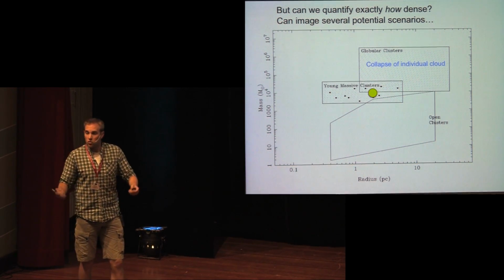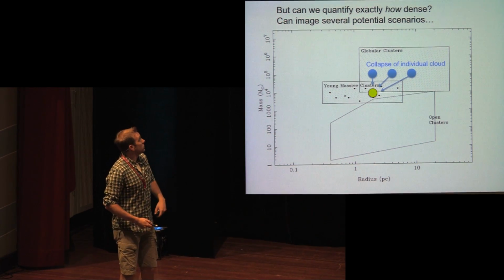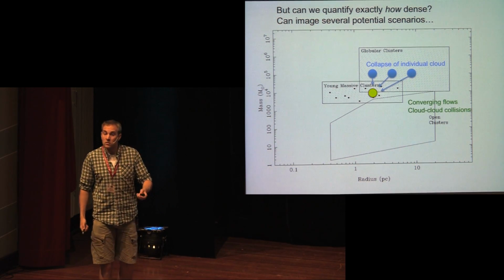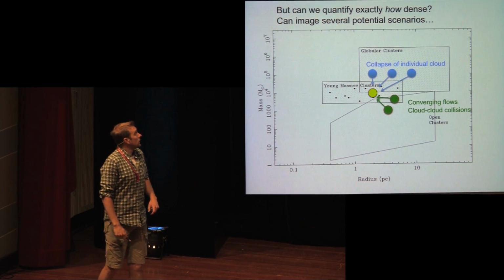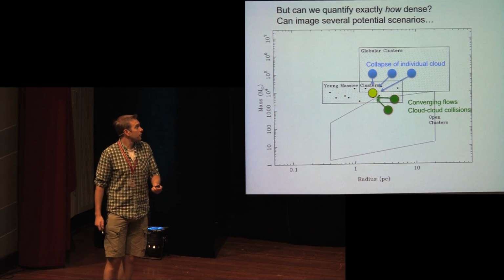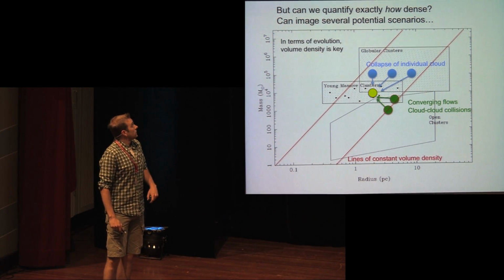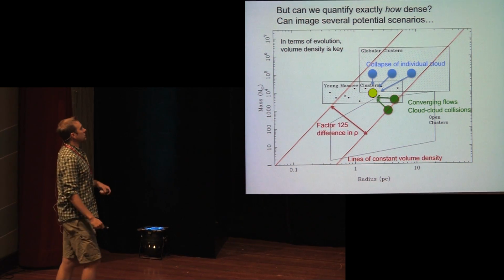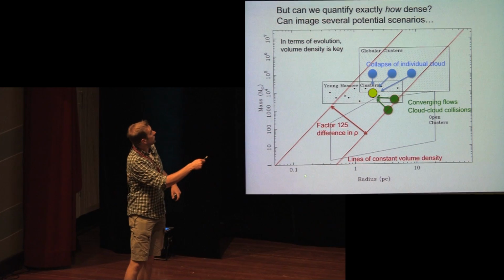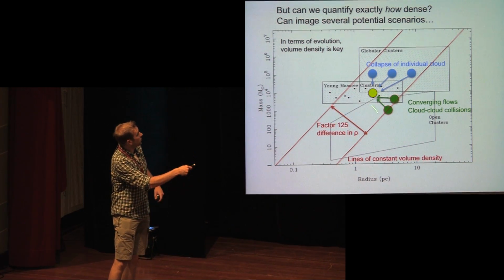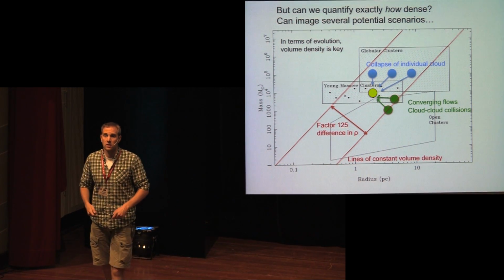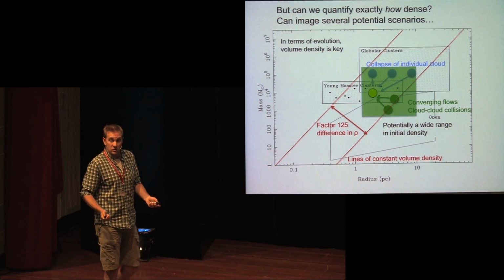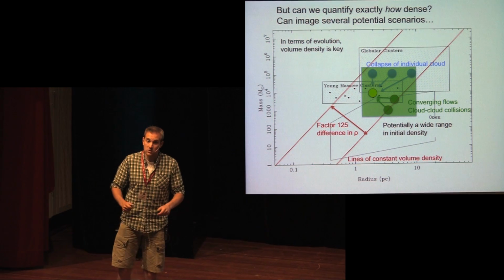So the two no-brainer things that you can think of: maybe you have collapse of an individual cloud, or maybe there are converging flows. We've heard both these things mentioned this week. Cloud-cloud collisions. Okay, so volume density is the key. What does this mean for the initial volume density of our gas clouds? Well, I'm just showing here lines of constant volume density, and this is a factor of 125 difference in the average volume density. And you can see that potentially these things can span a very large initial range in the volume density.